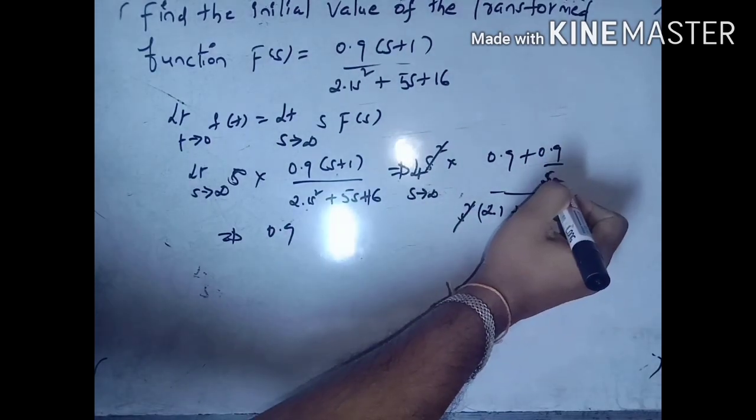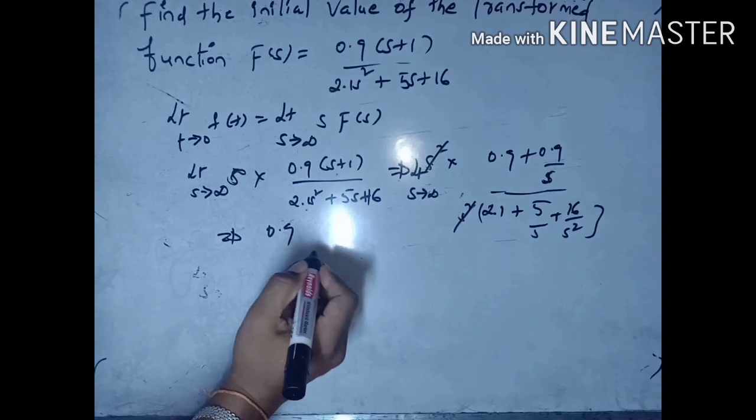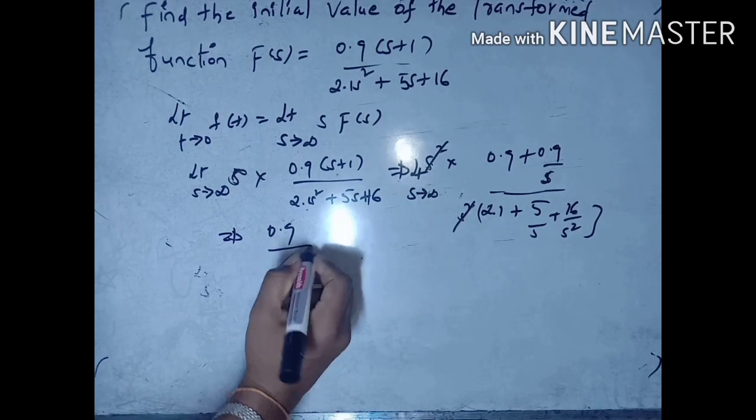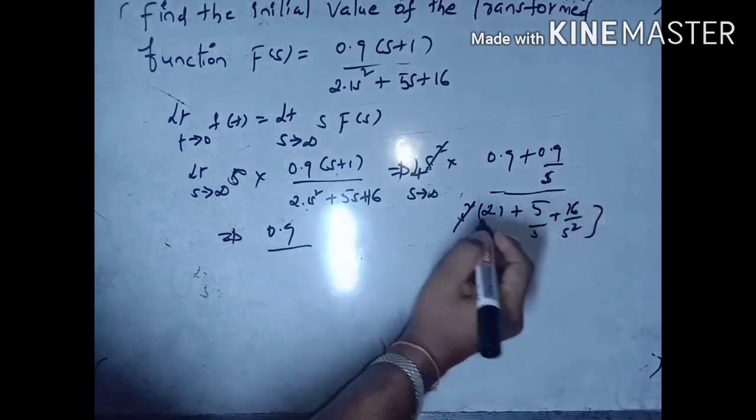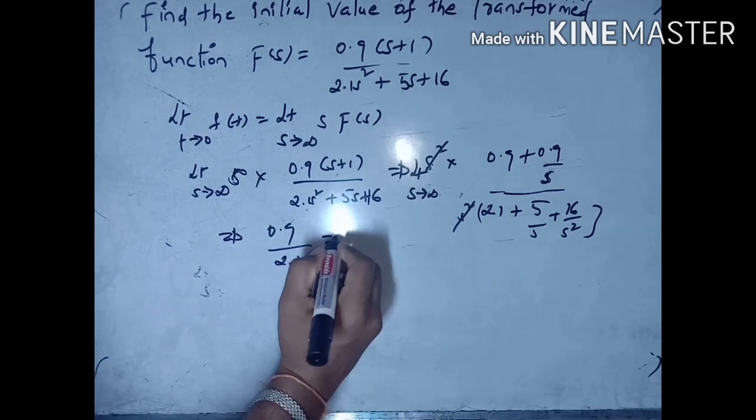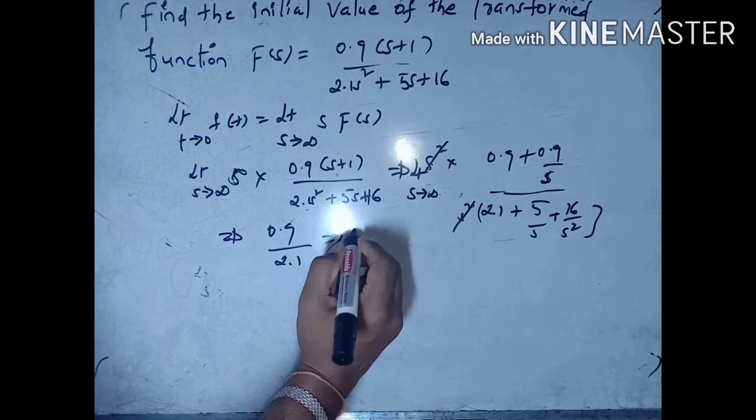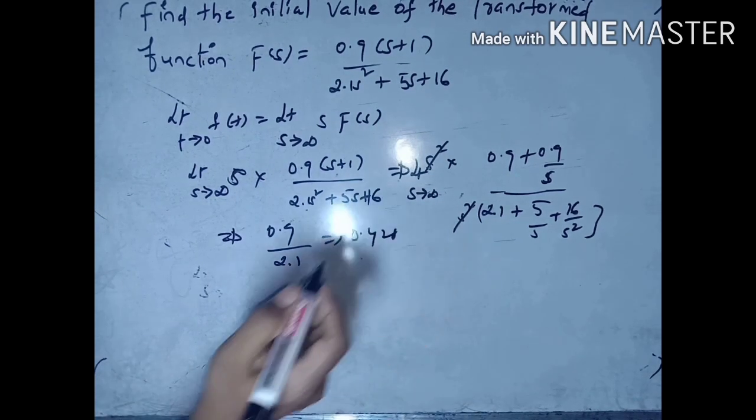0.9 by s means it is a 0 value. The 5 by s is 0 and the 16 by s square is 0, so we will get 2.1 in the denominator. So the final value will be 0.428.